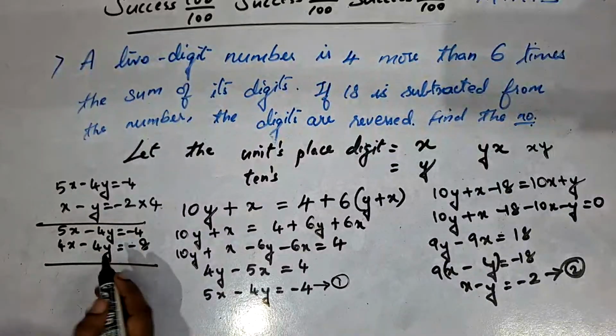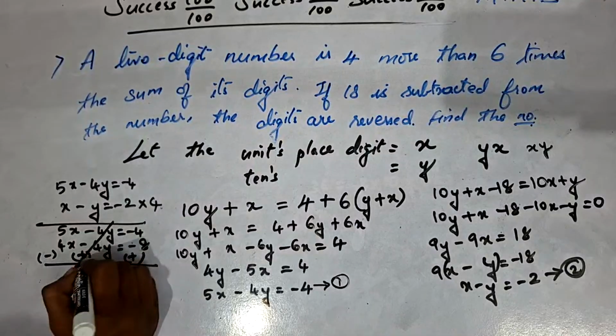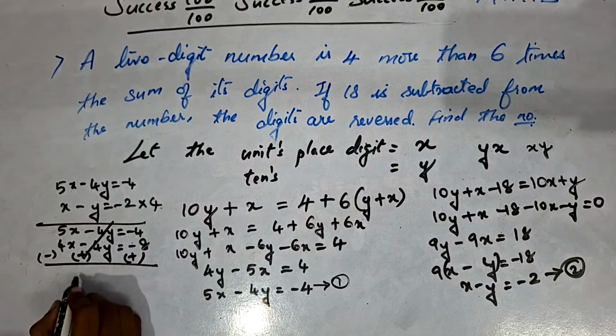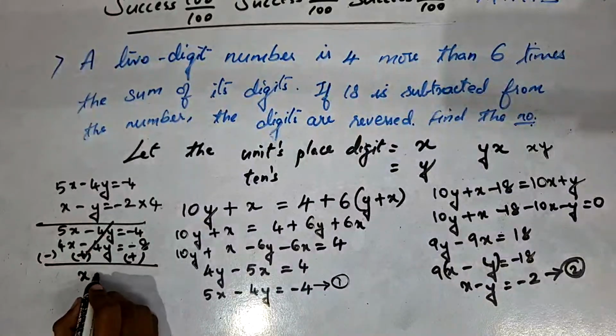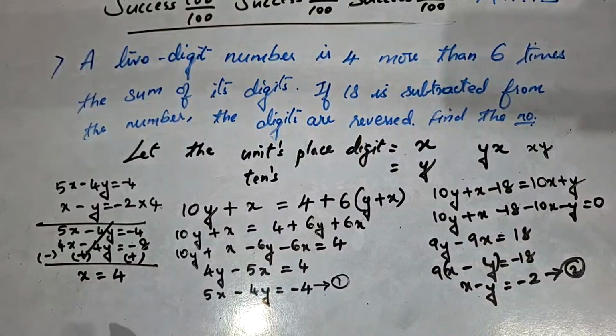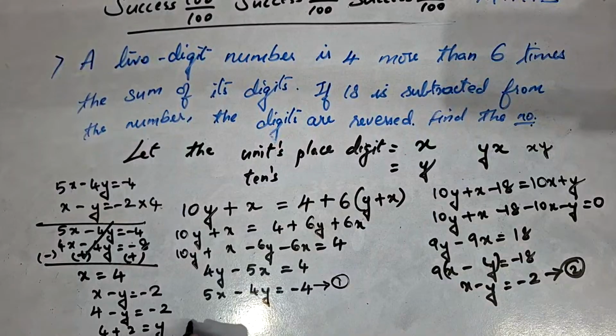Only when I subtract, I can cancel this. Therefore, change the sign. So 5 minus 4 is 1, that is x equal to 4. Now you have x minus y is equal to minus 2. Instead of x, I can substitute 4, so 4 minus y is equal to minus 2. So 4 plus 2 is equal to y. Therefore, y is equal to 6.